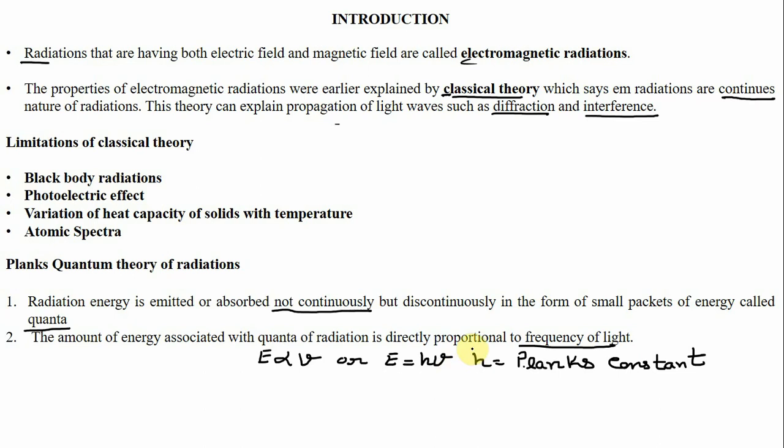So according to the second assumption, the energy is directly proportional to the frequency of light. So more frequency of light, more energy. Or you can say E equals h nu, where h is Planck's constant. The third assumption of Planck's quantum theory of radiation is that a body can absorb or emit energy only in terms of integral multiples of quanta.